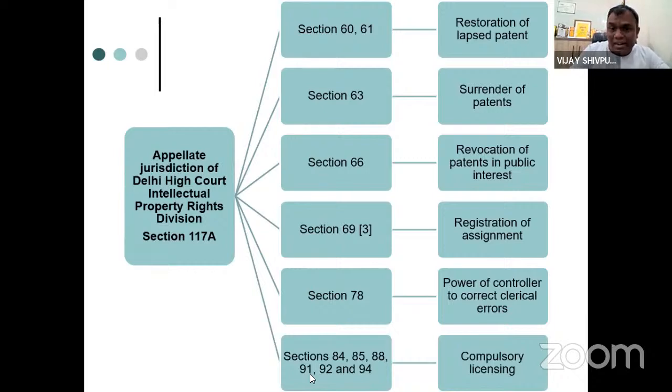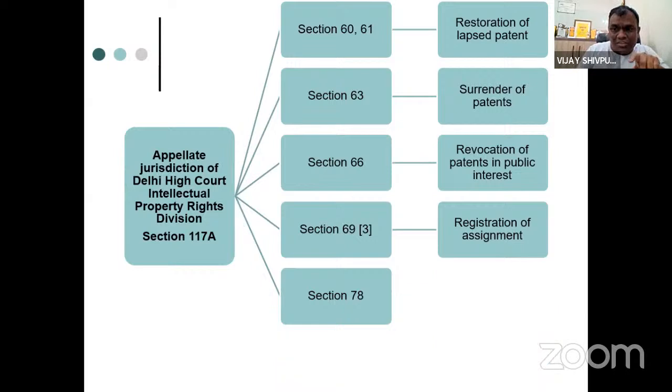Now, till date, all these sections were part of the 117A, basically, and still they are part of it, but the appeal was always to the IPAB. Now it needs to be done to Delhi High Court IP Rights Division. Now, coming back to what has been changed now, if I go back, I'll just show you this.